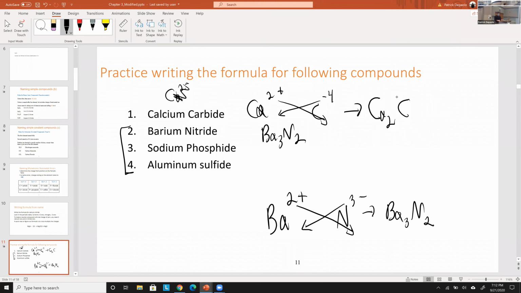So the crisscross rule works for most cases. And basically what it is, is just a fancy way of doing least common multiple. That's really what this is. You're canceling out the negative charges with the positive charges.